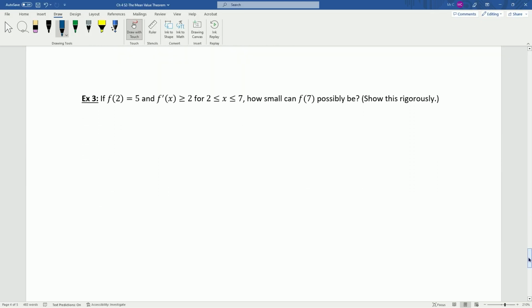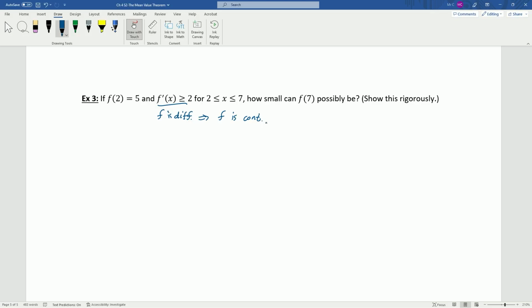Okay. So let's take a look at this example here. I shouldn't say last example. It's not our last example, but we're getting there. If f of 2 equals 5 and f prime of x is greater than or equal to 2 for x between 2 and 7, so implied here is that f is differentiable. So here f is differentiable. And we know that differentiable functions are also continuous. So we immediately know if this thing is differentiable, we know that it's continuous as well.